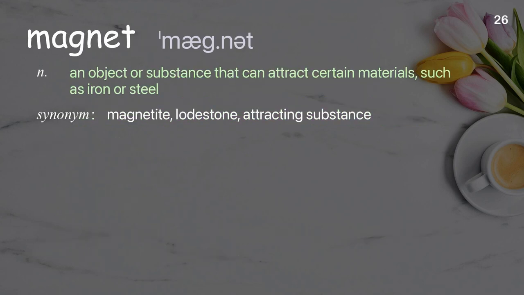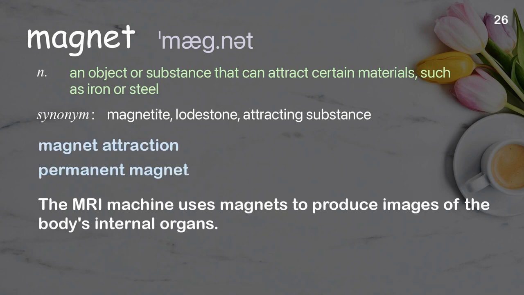Magnet. An object or substance that can attract certain materials, such as iron or steel. Examples. Magnet attraction. Permanent magnet. The MRI machine uses magnets to produce images of the body's internal organs.